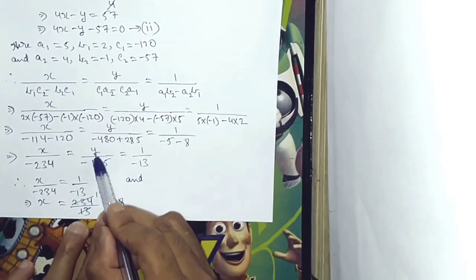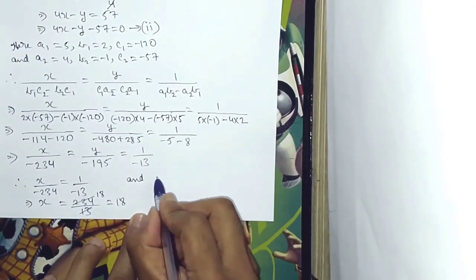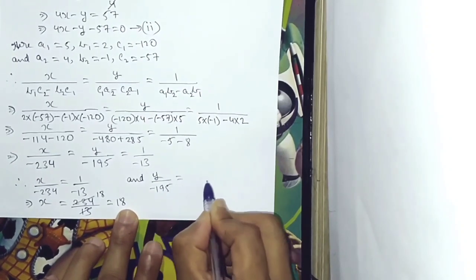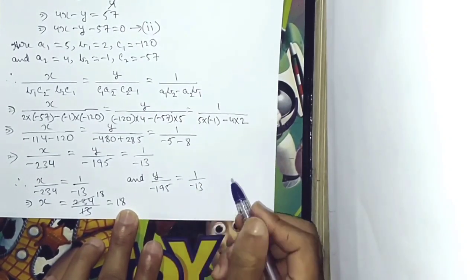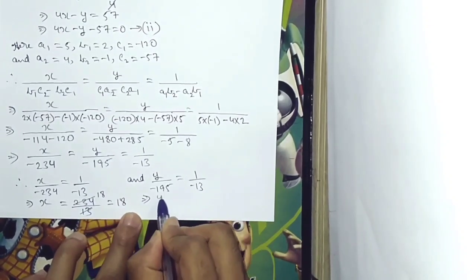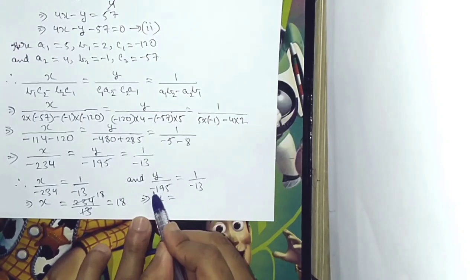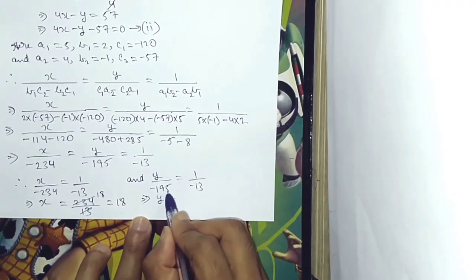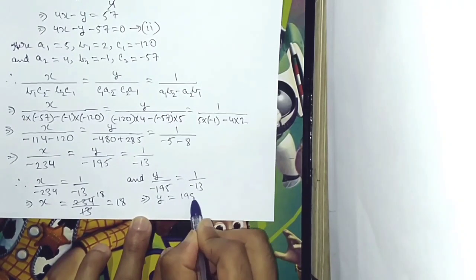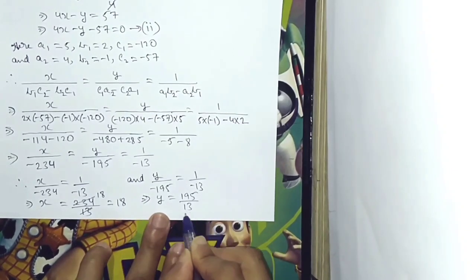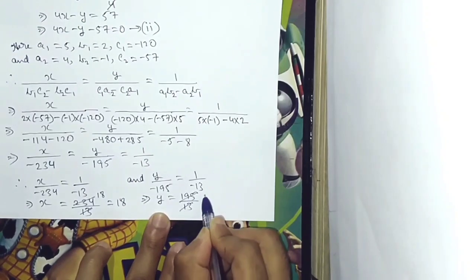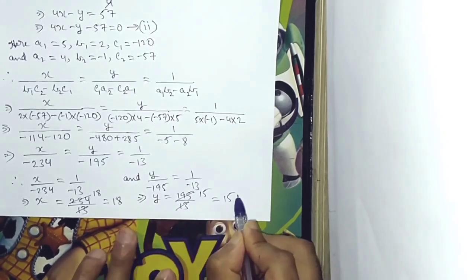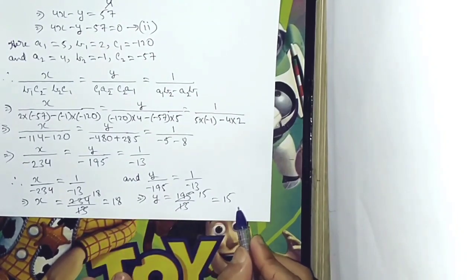Now taking y equal: y by minus 195 is equal to 1 by minus 13. And this implies the left hand side has a minus and the right hand side has a minus, so they cancel. Cross multiply: 195 into 1 is 195, divided by 13. Dividing 195 by 13, we get 15 times. So this is equal to 15, so y is equal to 15.